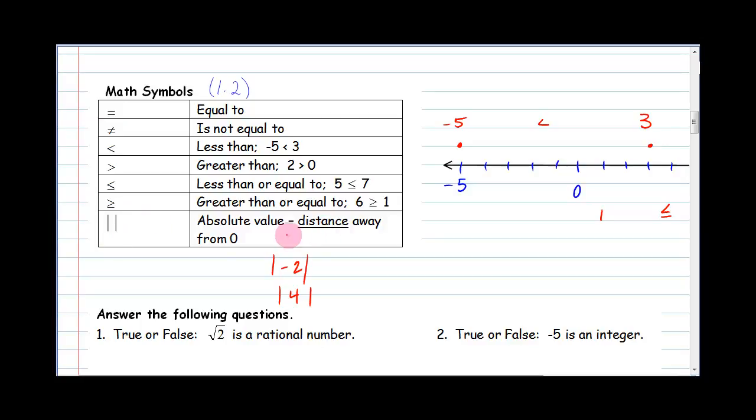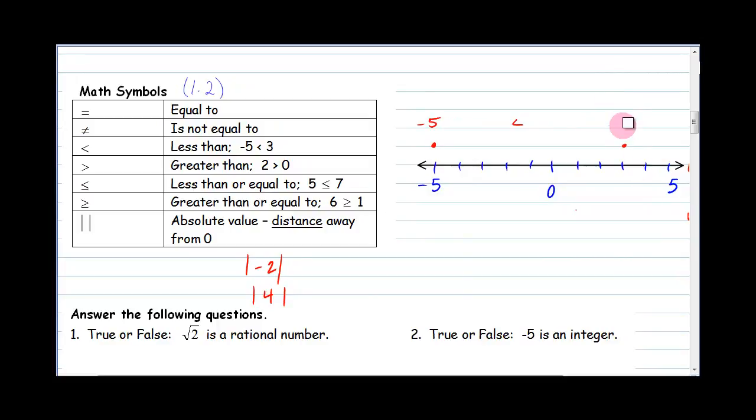What about absolute value? Absolute value is really just a distance away from 0. So if I wanted to think about how far I was away from 0, that's really what absolute value means. So let's take, for example, the absolute value of -2. If -2 is right here on the number line, then I could start at 0 and I could say 1, 2. I am 2 places away from 0, so therefore the absolute value of -2 is 2.